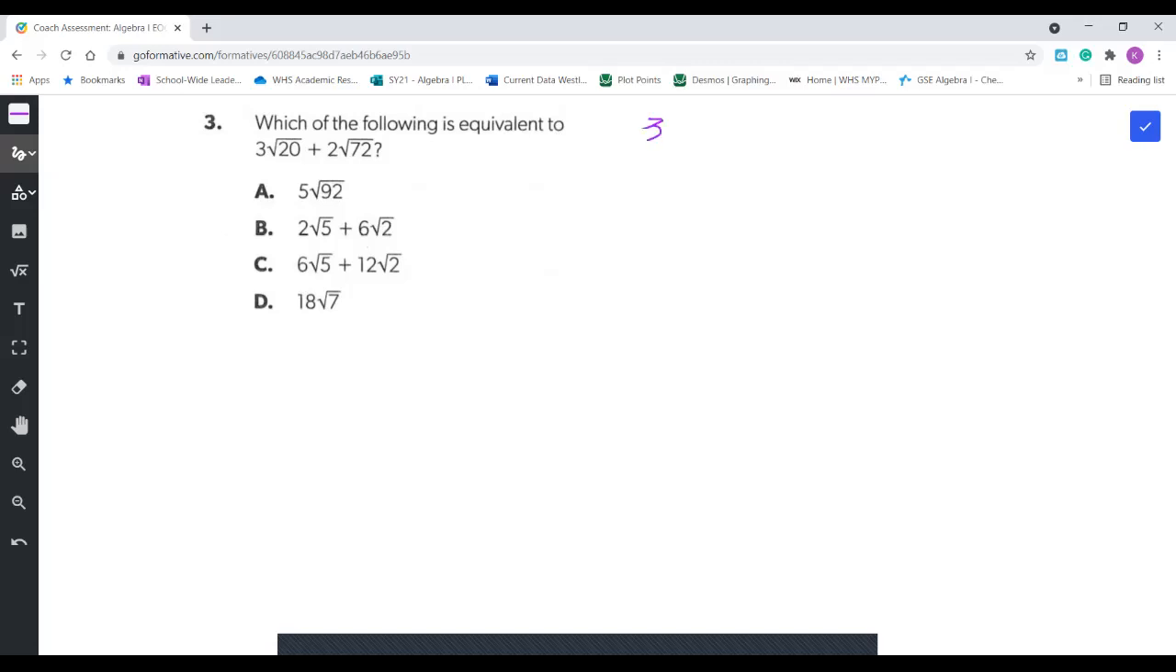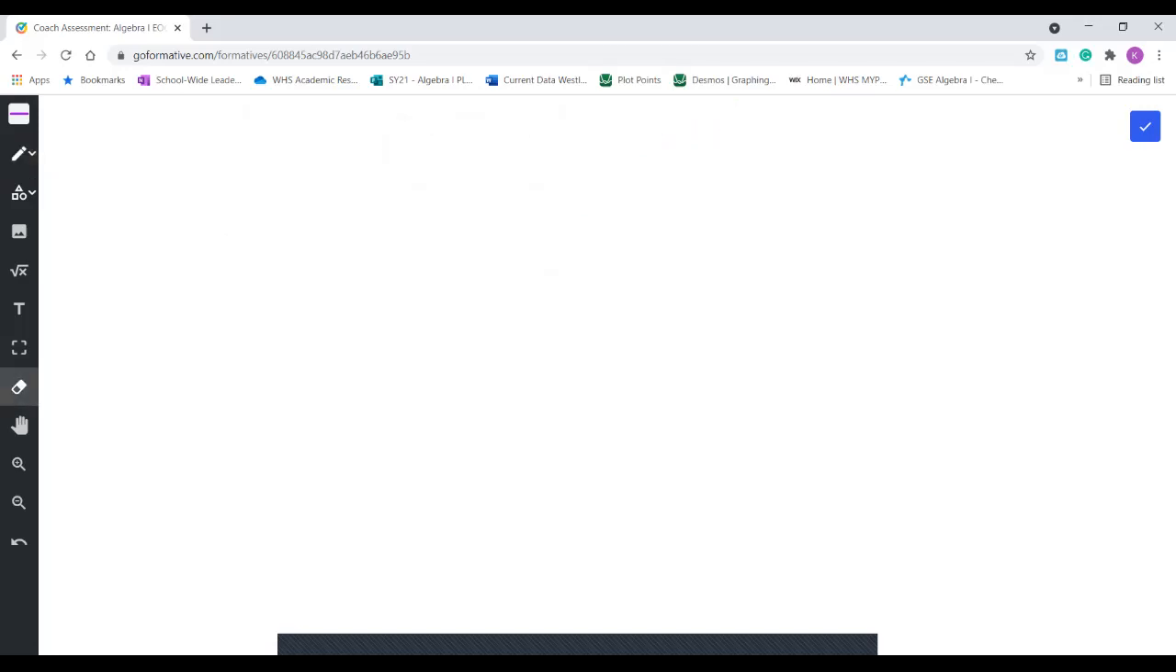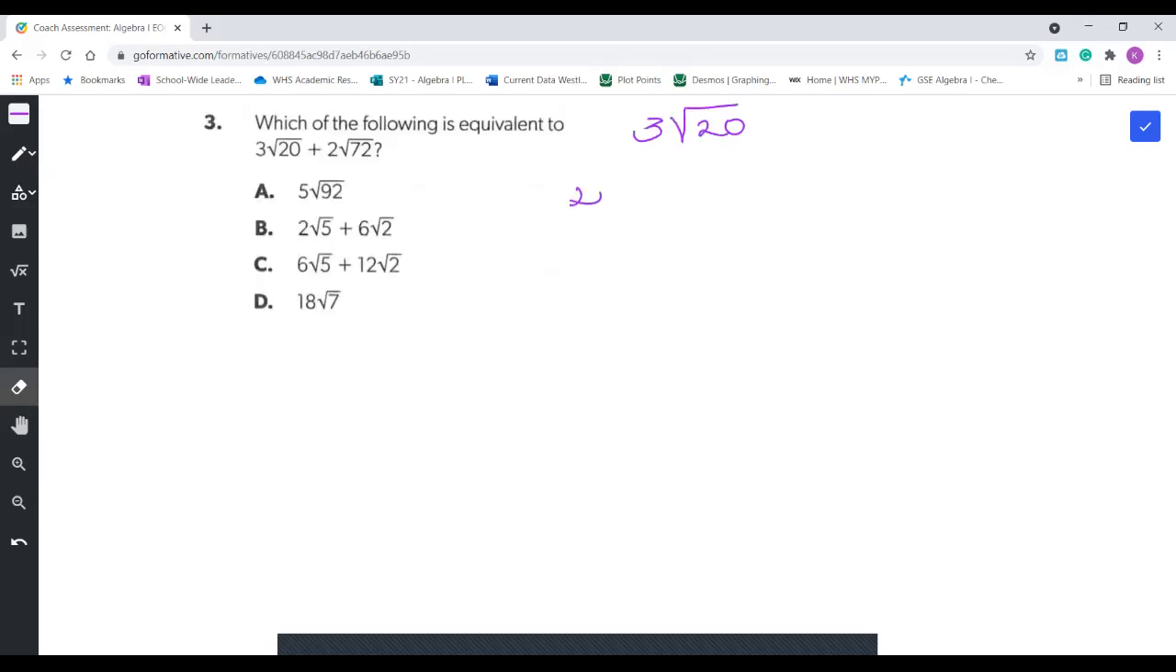So with 3 root 20, I'm going to take 20. So we have 20. I'm taking the radicand 20 and doing prime factorization. We know that this is going to be 5 times 4, right?